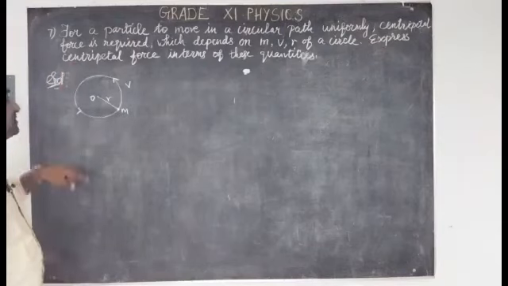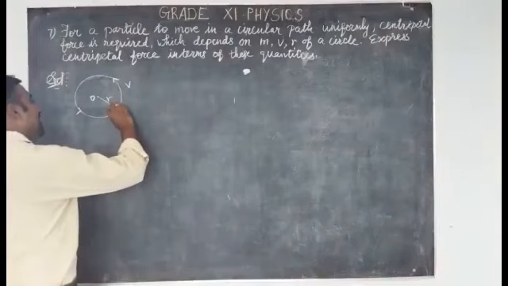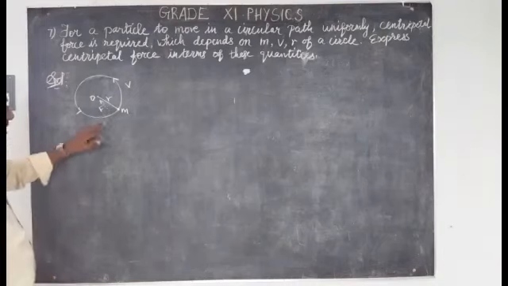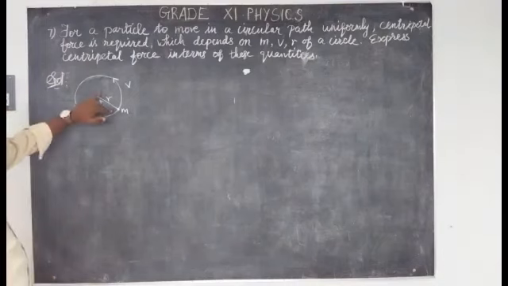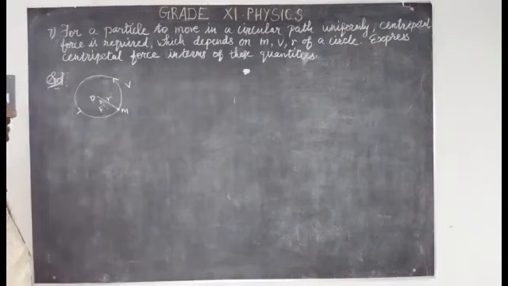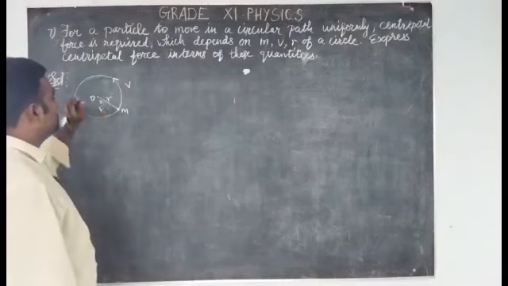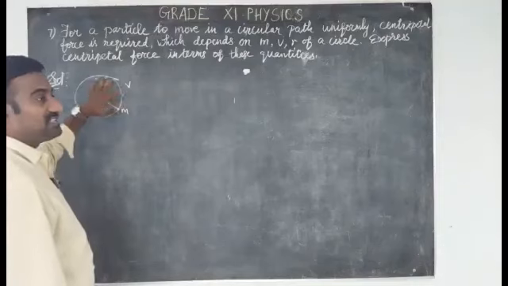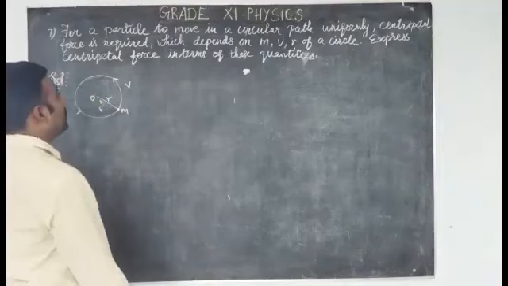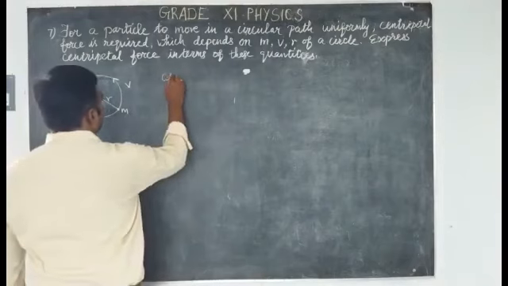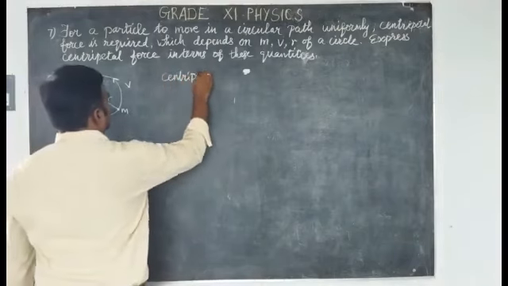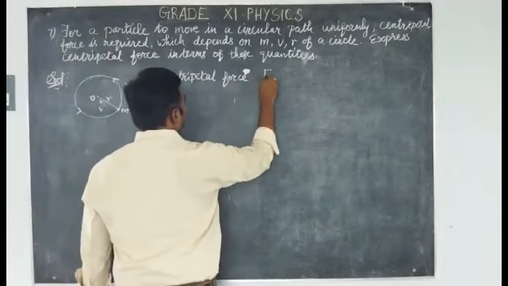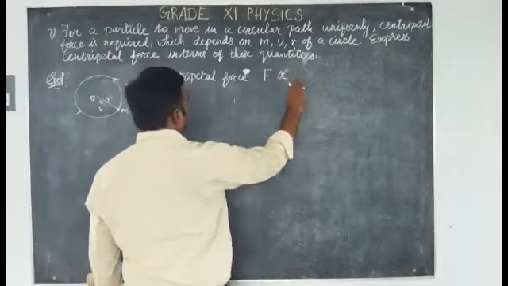So we need to calculate the centripetal force. The centripetal force always acts towards the center of the circle. When the particle moves in a circular motion, the radius remains constant and mass also constant, but velocity varies. Anyhow, the centripetal force depends on the following quantities. What are the following quantities?